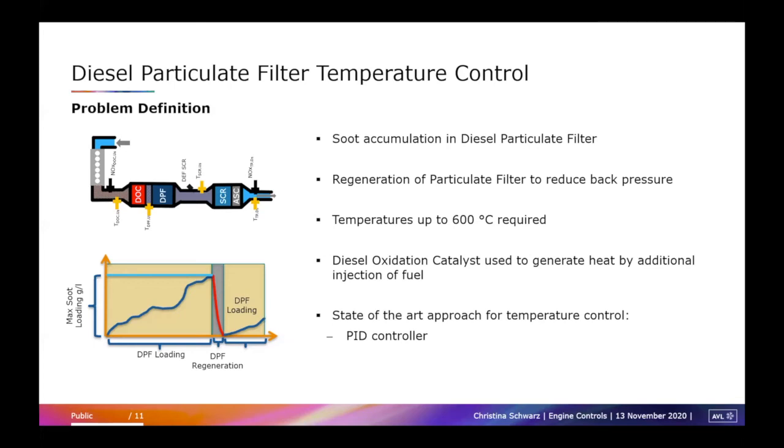To do so, temperatures of up to 600 degrees Celsius are necessary. In normal operation, such high temperatures are not generated by the combustion engine. Therefore, the fuel is oxidized, so burned, in the diesel oxidation catalyst in order to heat up the system. The amount of fuel which is needed for the temperature increase is normally calculated with a closed loop controller, whereas the dead time is a specific challenge.